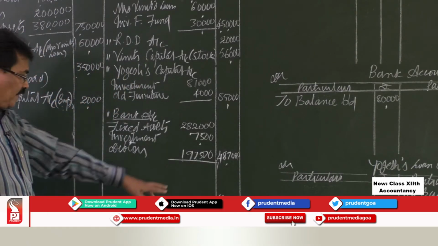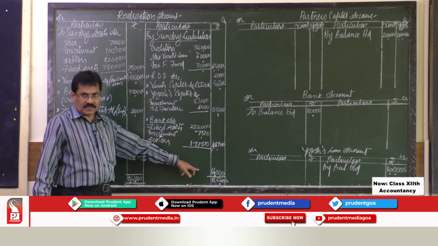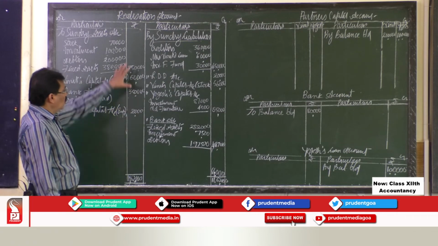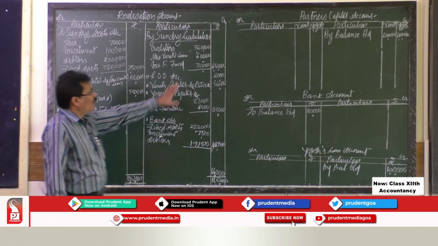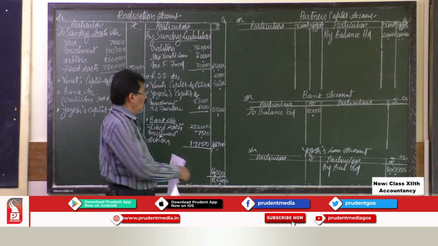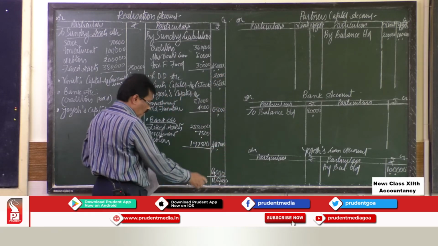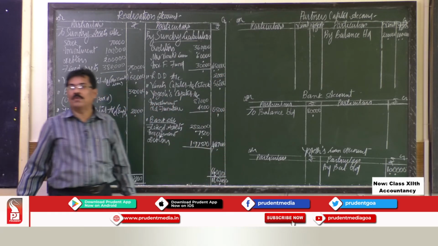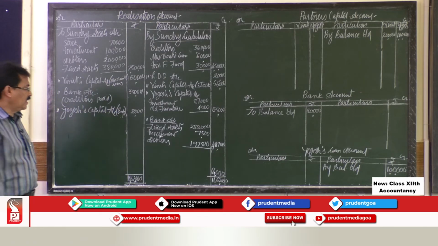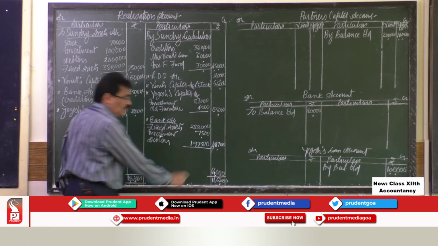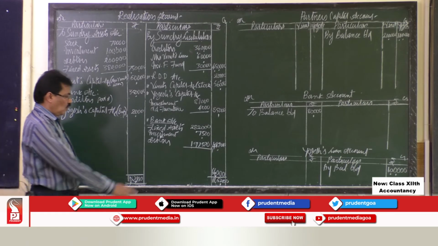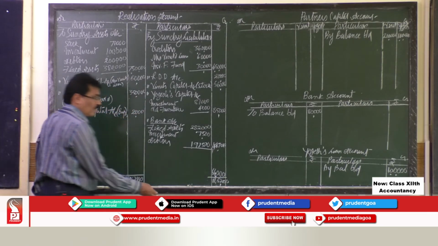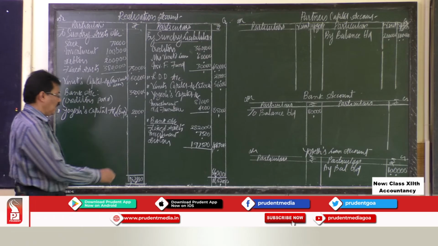So, the balancing figure is 64,000. So, debit side total minus credit side total up to here. When we subtract, you will get the difference of rupees 64,000. This is called loss on realization. So, this loss on realization should be transferred to partner's capital account.